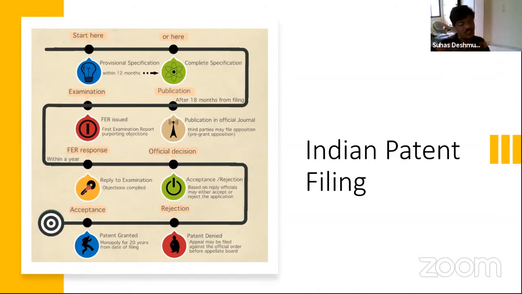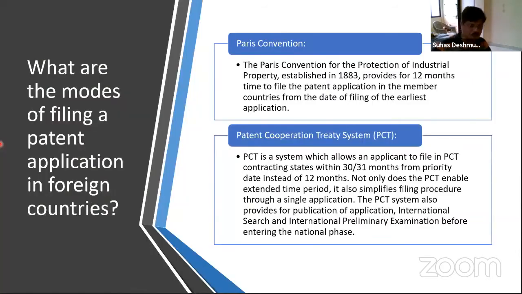Sometimes they may say, okay, this idea is there in this patent, just give me more explanation. That also you need to do. Then after that, it goes to rejection or acceptance. Based on this examination and the reply you give, they will decide whether it is to be accepted or rejected. Then the patent can be denied, or it will be granted a monopoly for 20 years. That is the process it follows.